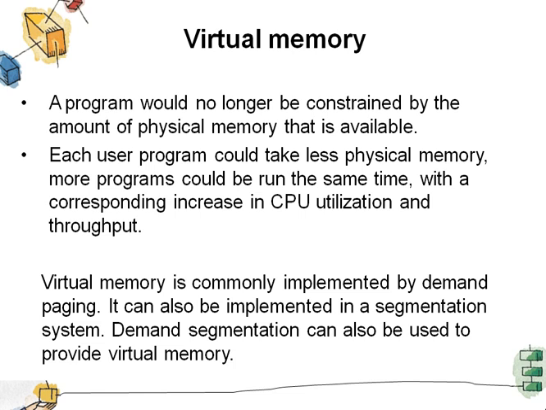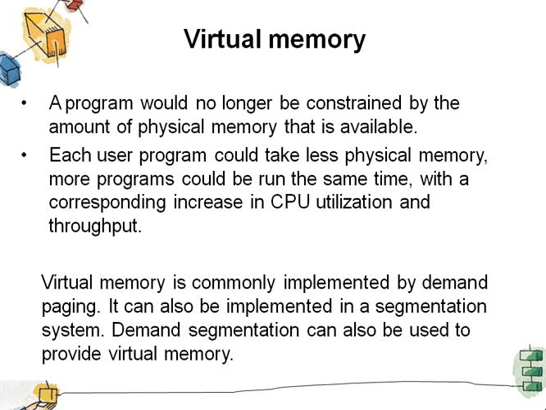Here, a program would no longer be constrained by the amount of physical memory that is available. This means that we can load programs that are quite a bit larger than the available physical memory we have. So each user program could take less physical memory and more programs could be run at the same time, with a corresponding increase in CPU utilization as well as throughput.